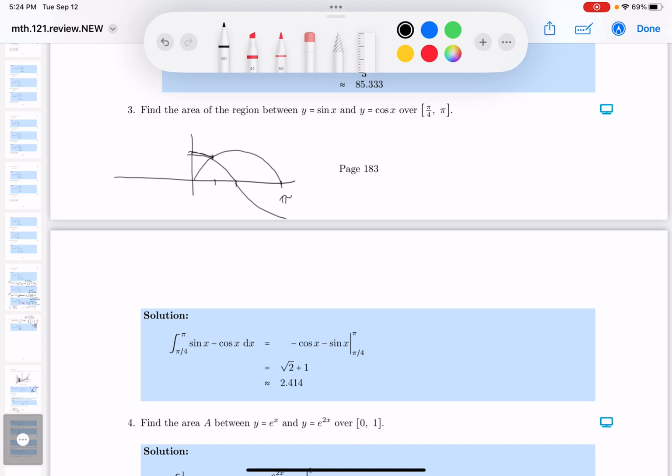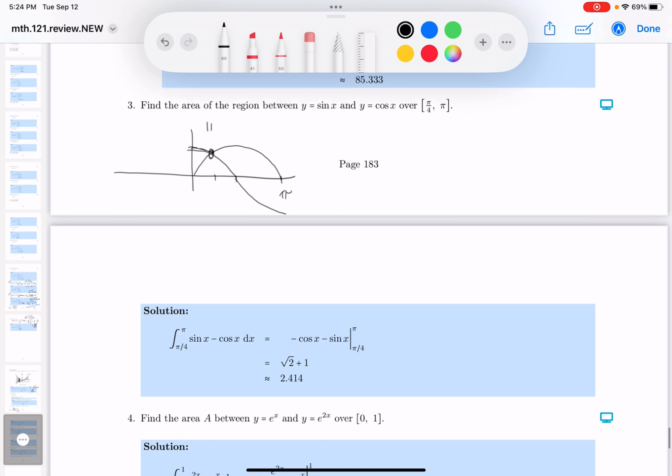So I'm looking at two curves. I'm looking at the cosine curve, and I'm looking at the sine curve. And what they want to do is the area. Let me put these points down for you. The point over here is where x is pi over 4. And over here, there's a line where it's stopping, and this is where x equals pi. And I'm noticing that this is the region they're talking about now.